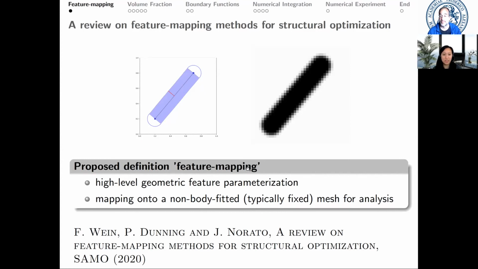Fabian, could you shortly give an example how you would parameterize such a feature? This feature here is parameterized by the endpoints. So we have the 4 coordinates. One could have also the width of the feature, but here it's only the endpoints.